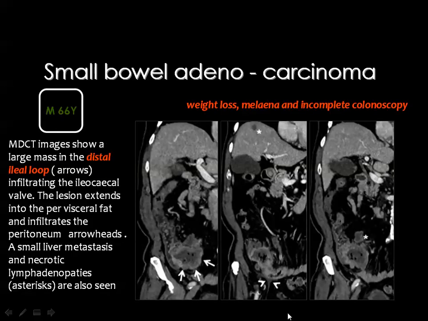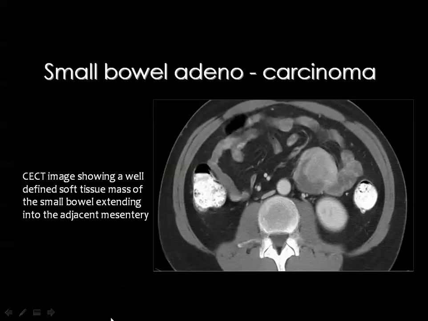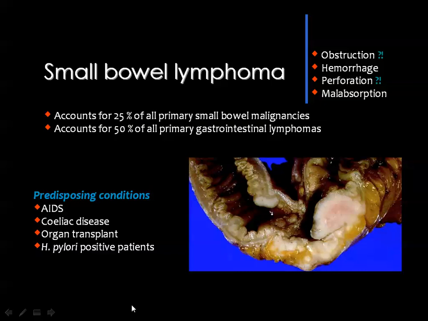But the use of CT scan can help in identifying the tumor mass and its relation to the small bowel, and if there is mesenteric lymphadenopathy as well. And this is a mass which is arising inside one of the bowel loops in the left lumbar area, and it has been proved to be an adenocarcinoma of the small intestine.